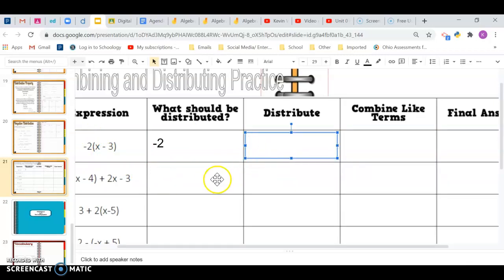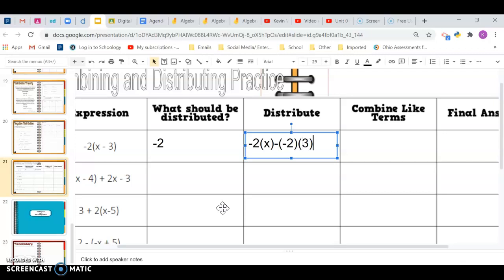Now in this column, we're going to actually distribute. So let's go through and do that. So I got -2 times x, and that's going to be minus -2 times 3. So you might have noticed I put the parenthesis around -2 because there's already a minus sign in the parenthesis before. So I want to make sure I don't get that confused.